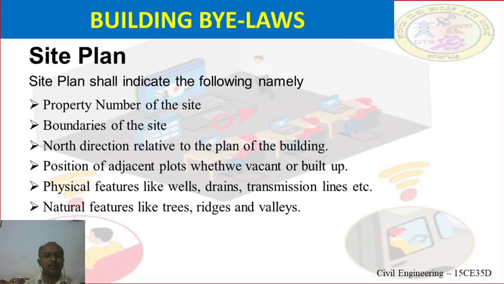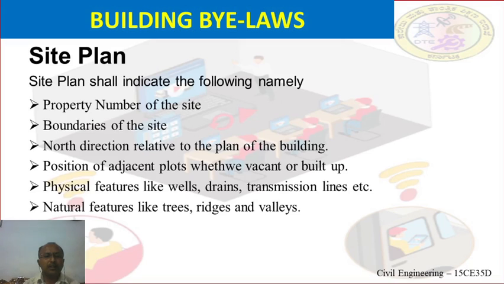Based on the north direction only we are going to decide the building frontage, left side and sides. Based on the north direction of the building we are going to set the different setbacks which are governed or laid down by the building bylaws of the local competent authority. And now, the position of adjacent plots, whether vacant or built up.